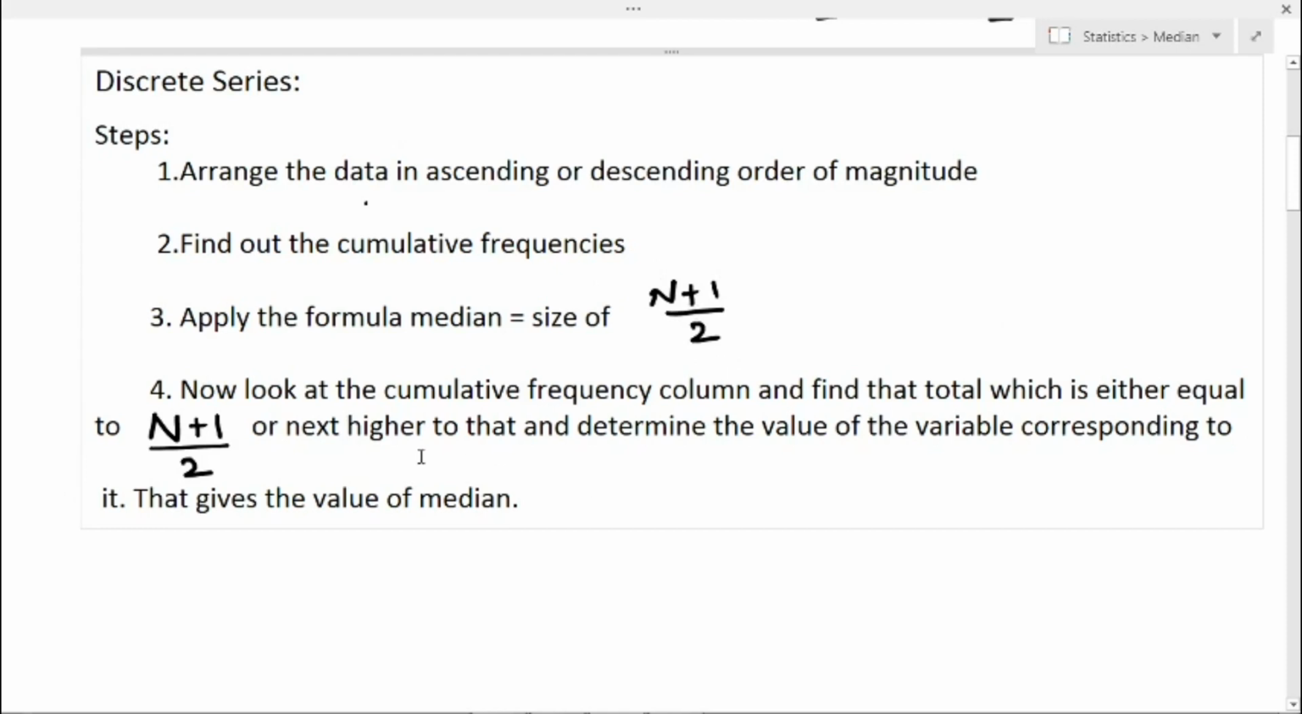And the next step is we have to look at the cumulative frequency column and find the total which is either equal to (N+1)/2 or the next higher to that, and determine the value of the variable corresponding to it. So that value gives the value of the median. Now we'll see an example.